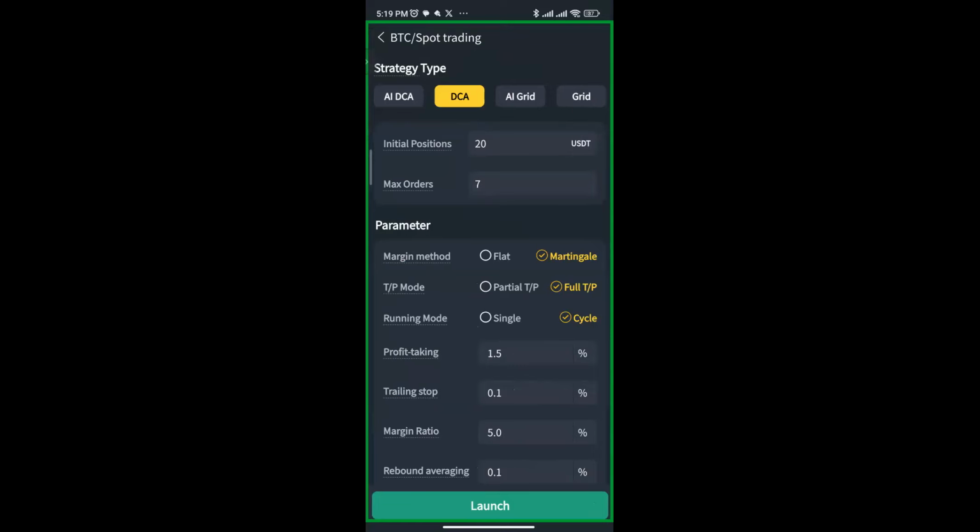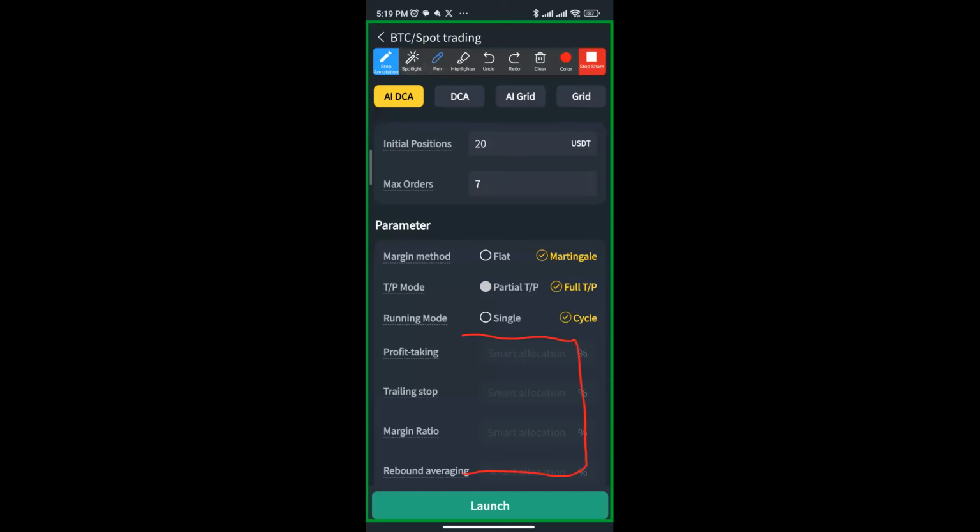Okay, hold on. You know, I talked about the AI when you're trading with the fully automated system and when you're trading with the semi-automated system. The AI system does not give you that chance to tamper with the setting. You can see it's all smart allocation. So the robot allocates the profit, and it allocates the margin ratio. Yes, that's what it does.